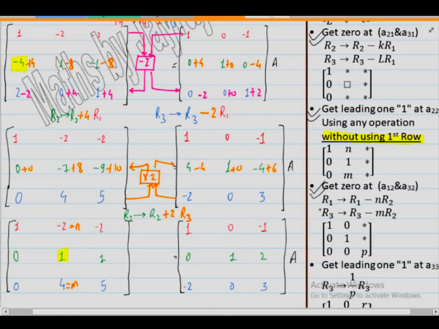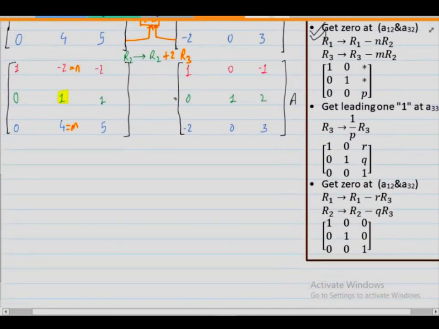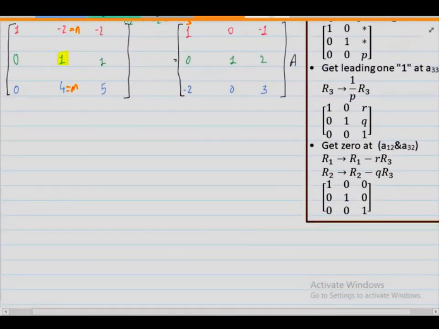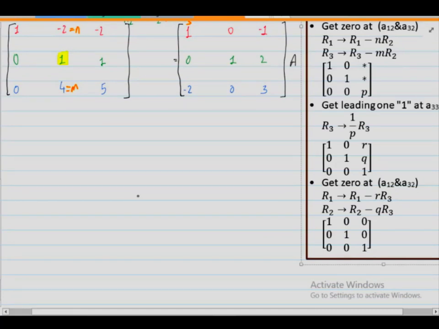Now let's move to the next step, in which we need to get 0 at the A12 and A32 points by taking the operations R1 gives R1 minus n, or we can say minus 2, so it will be plus 2 R2, and R3 gives R3 minus m, or we can say 4 R2, right? So in both processes our second row will be as it is, so let's write it down as it is.